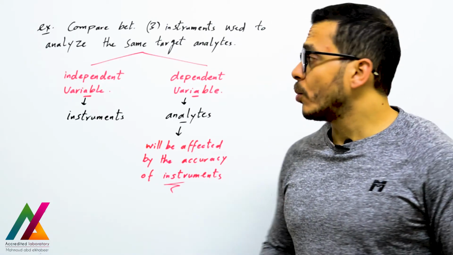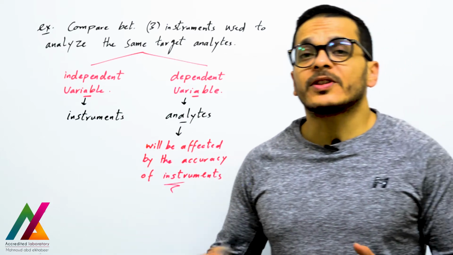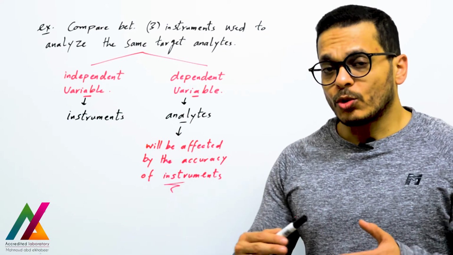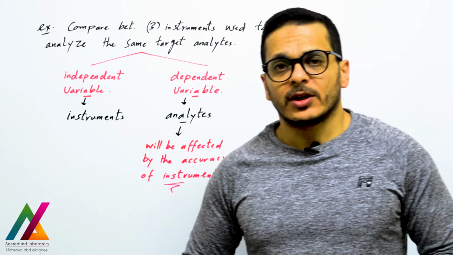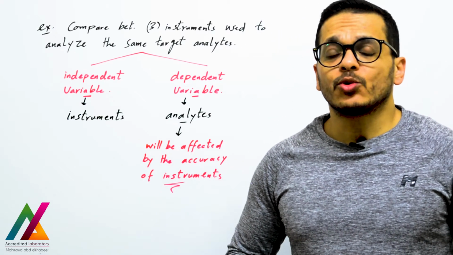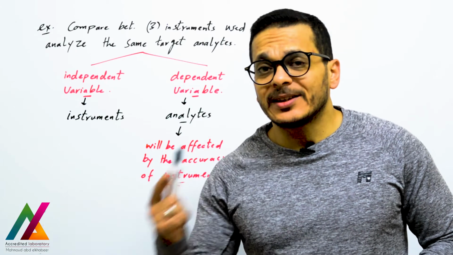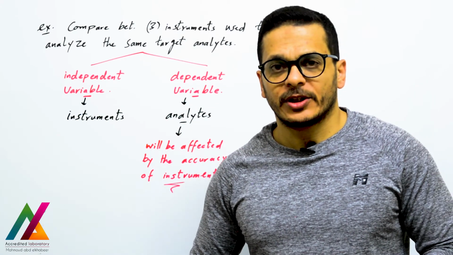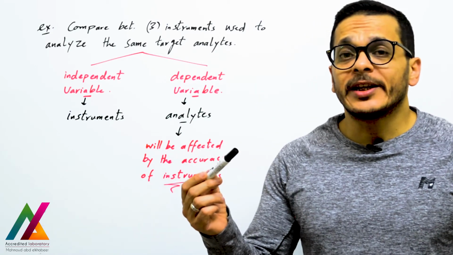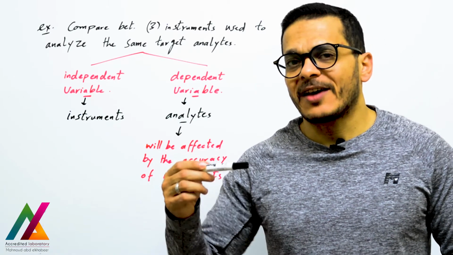So if you want to compare the performance of 3 instruments used to analyze the same target analytes, you will use one-way ANOVA. And in one-way ANOVA, you have one independent variable and one dependent variable. The independent variable will affect but will not be affected.